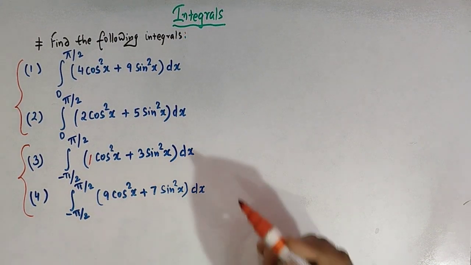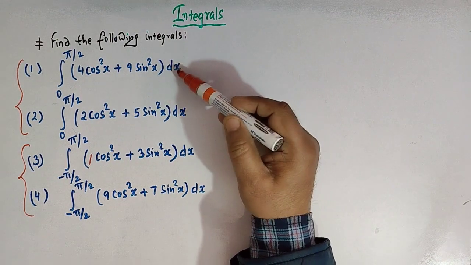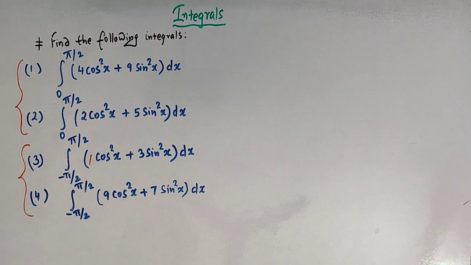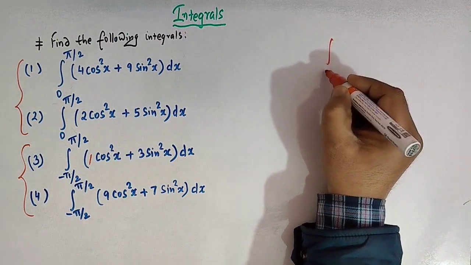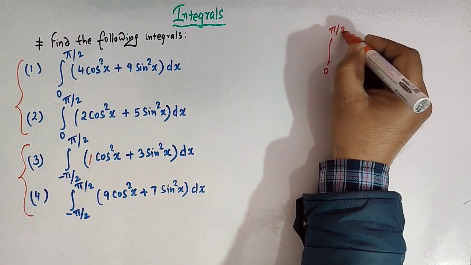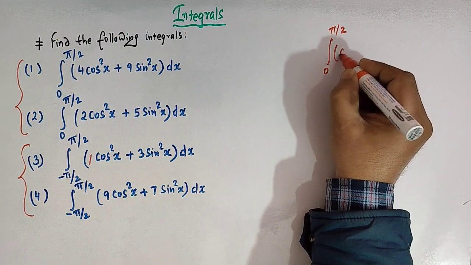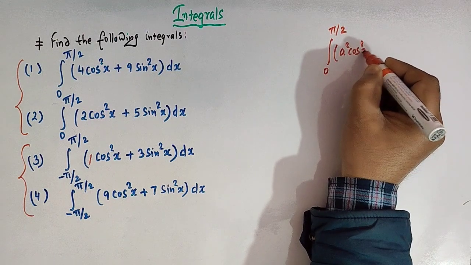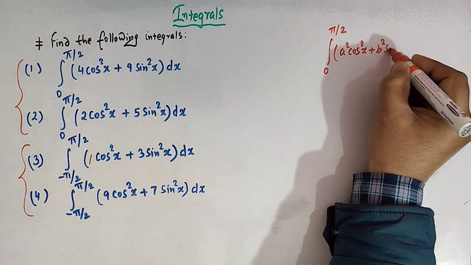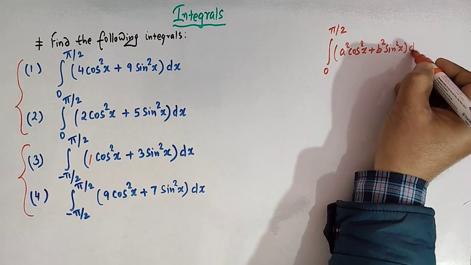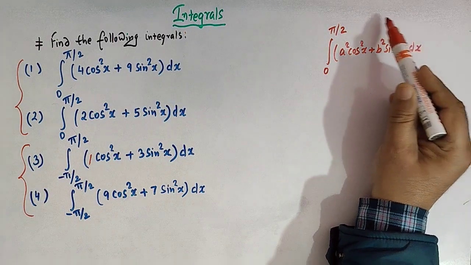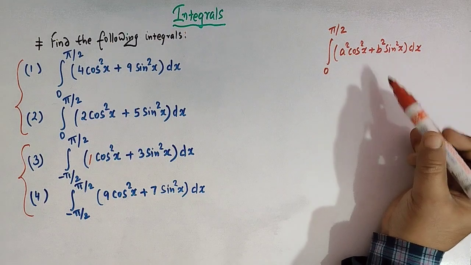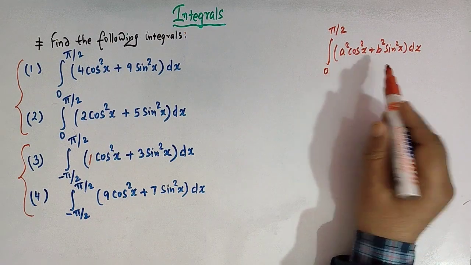Now let us first calculate the values of these two integrals. For this, we'll first write the general integral. The general integral goes like this: the integral from 0 to pi by 2, and the integrand is a square cos square x plus b square sine square x. See, here the integrand is of this form. When we have an integral of this type, then the direct value of this integral can be written like this.